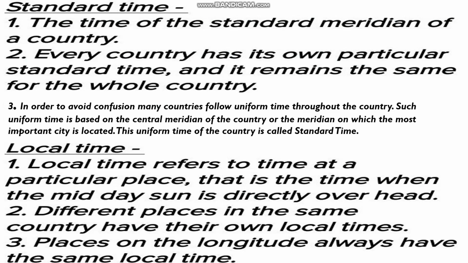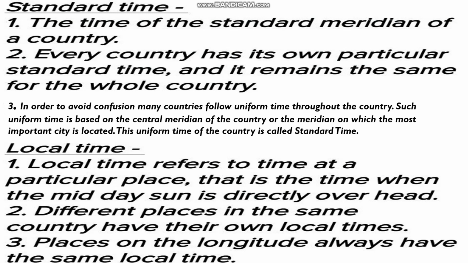Now let's see about local time. The local time refers to the time at a particular place, that is the time when the midday sun is directly overhead. Different places in the same country have their own local times. Places on the same longitude always have the same local time. Now, did you all understand the difference between standard time and local time?